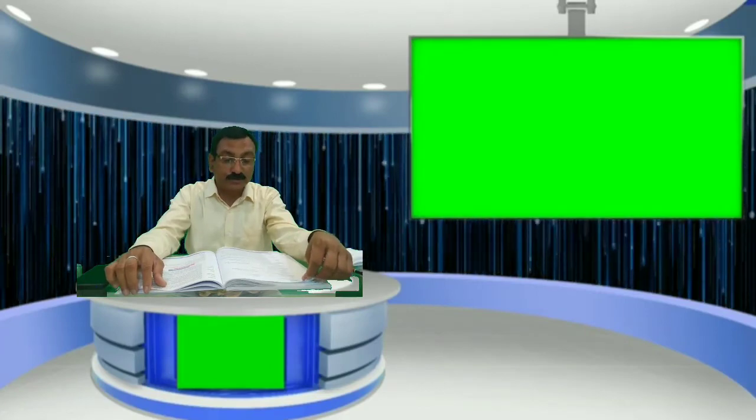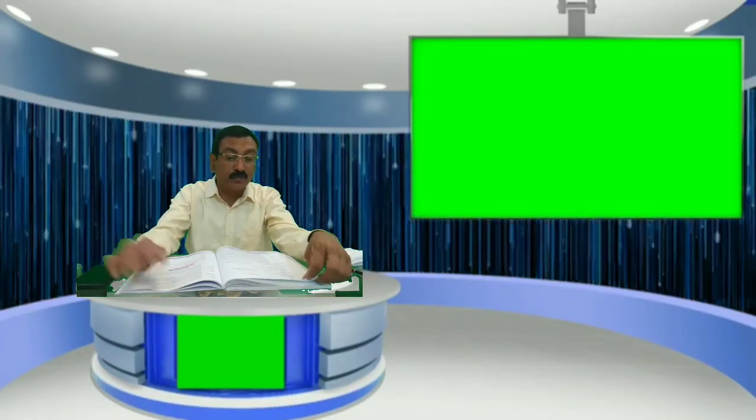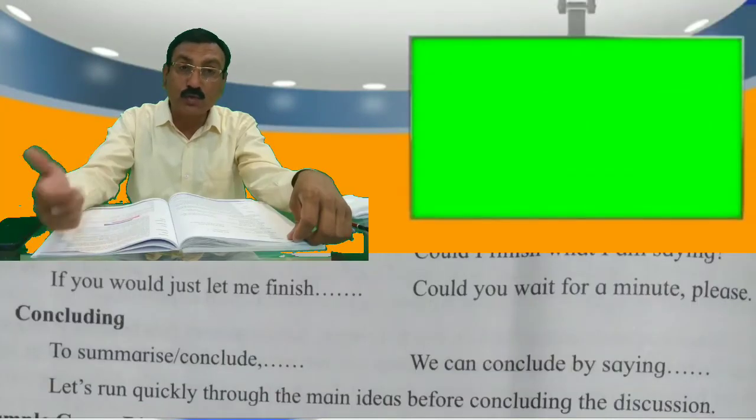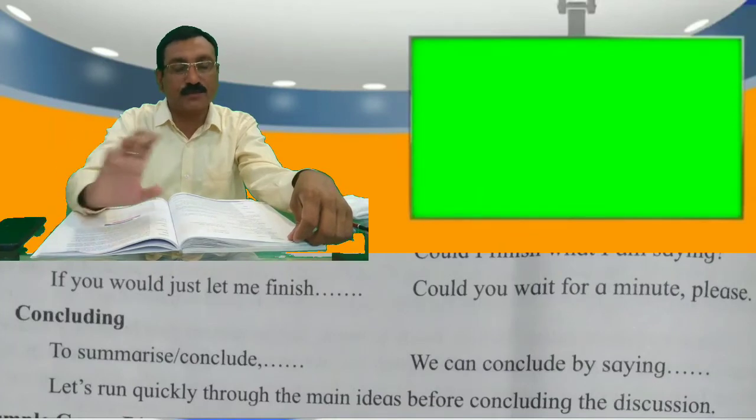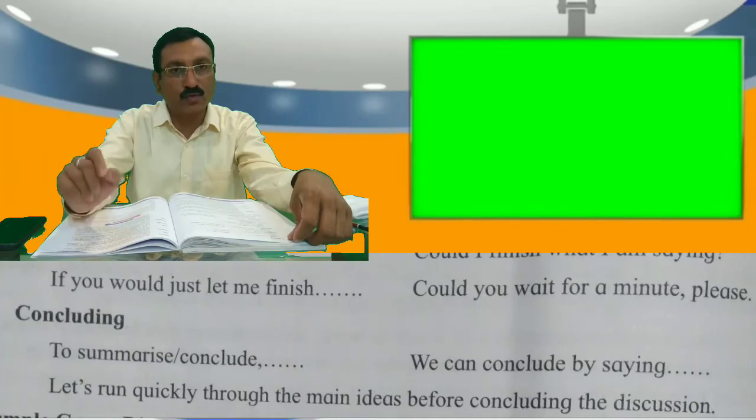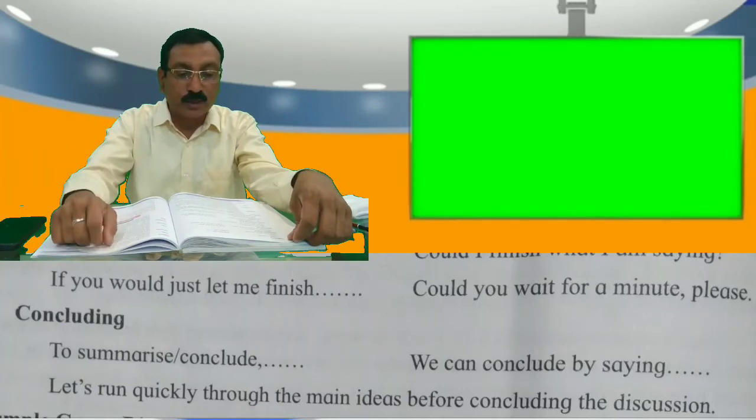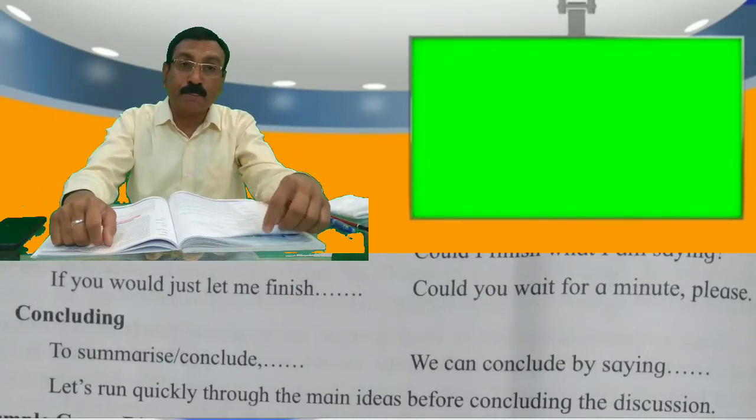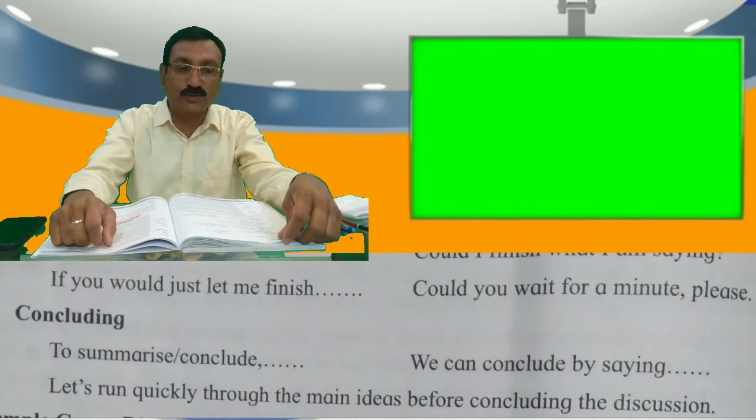in the group discussion. And the last point is concluding. There are different ways to conclude your group discussion. There are different methods to conclude your discussion, to summarize, to conclude. Phrases and expressions like these can be used to conclude your point or your group discussion. We can conclude by saying, this is the next expression to conclude your point or group discussion.